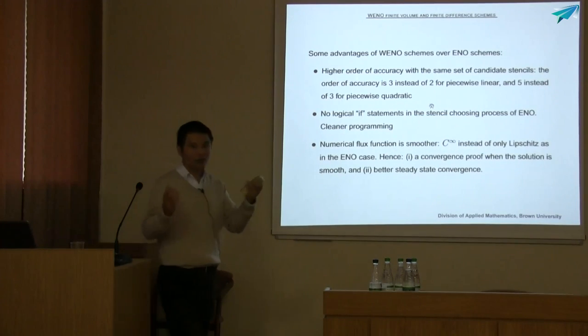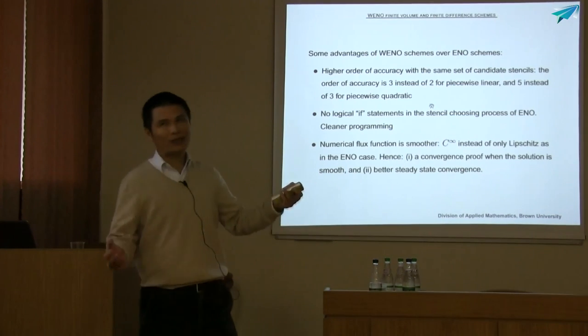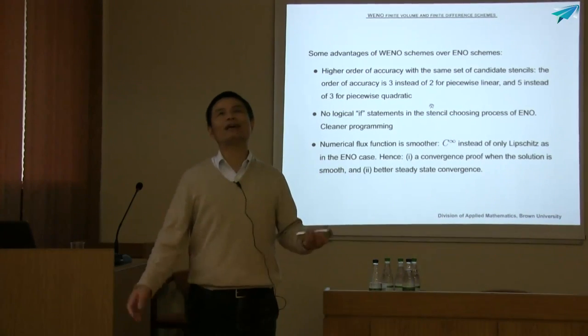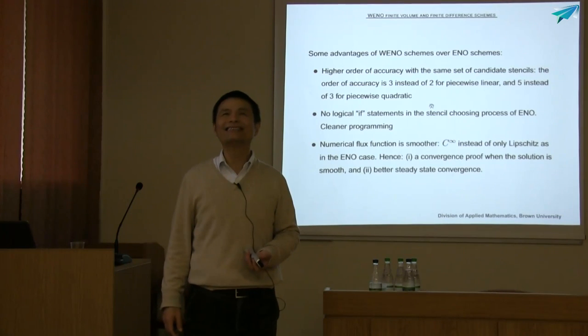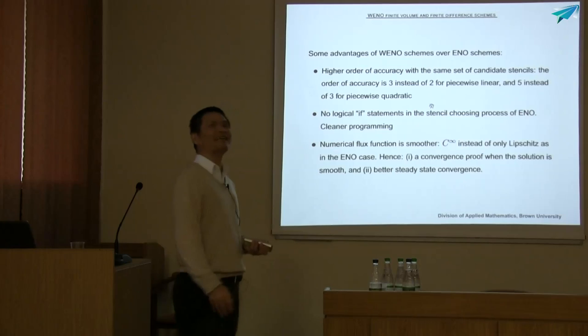Okay, now you are talking about two types of schemes. One is ENO, the other is WENO. What is the advantage of WENO over ENO? The advantage is that you have one more letter. W? Oh, not really. A little bit more than that.